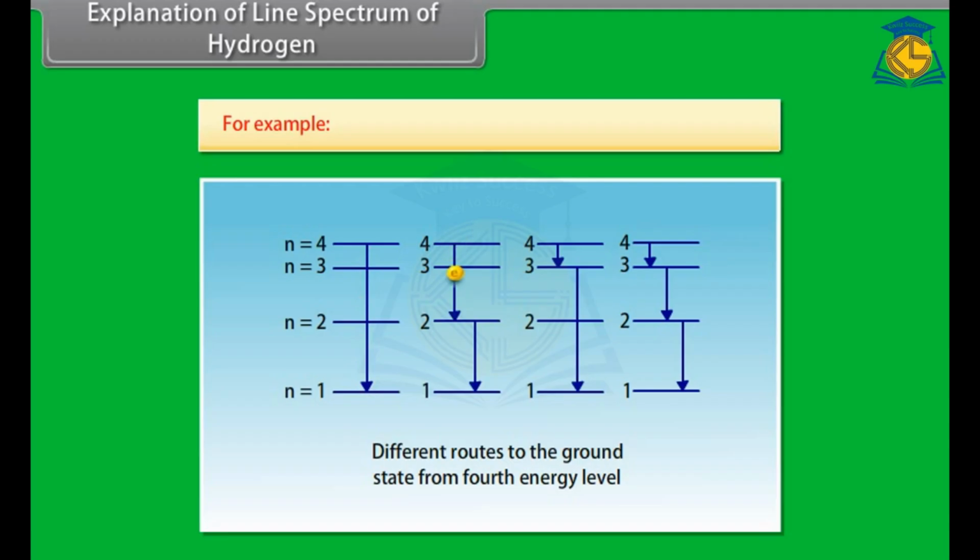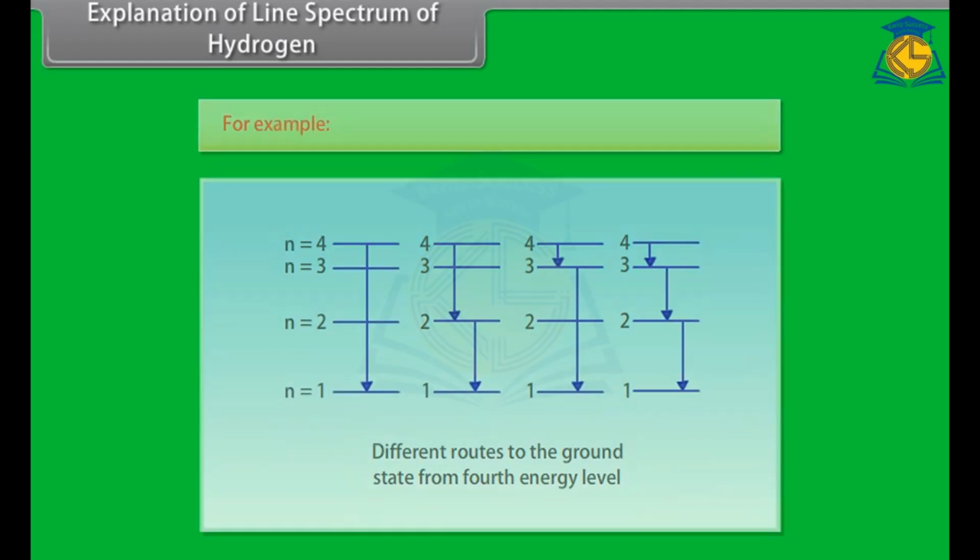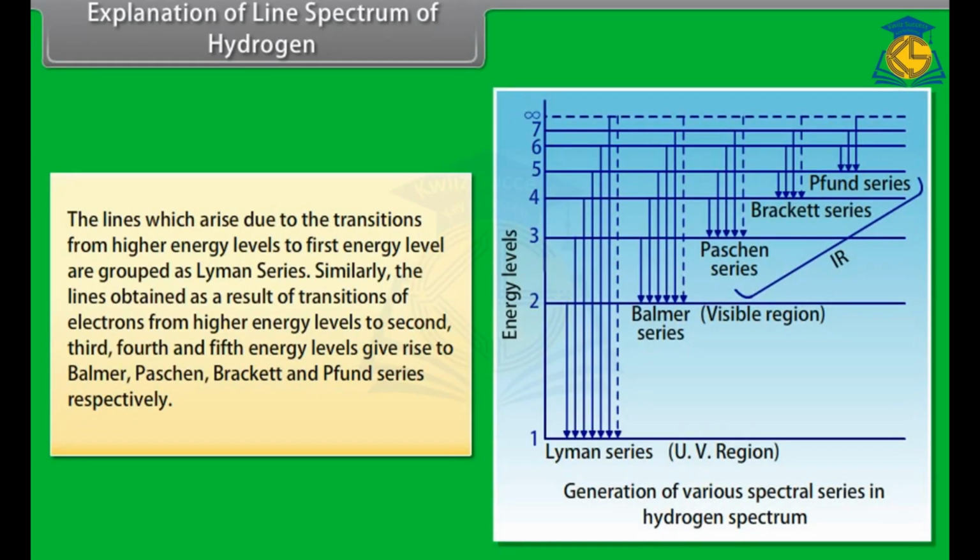in some others, it may first jump to second energy level, n is equal to 2, and then to first energy level, n is equal to 1, while in still others, it may come to ground state via third, n is equal to 3, and second energy levels, n is equal to 2. The lines which arise due to the transitions from high energy levels to first energy level are grouped as Lyman series. Similarly, the lines obtained as a result of transitions of electrons from high energy levels to second, third, fourth and fifth energy levels give rise to Balmer, Paschen, Brackett and Pfund series respectively.